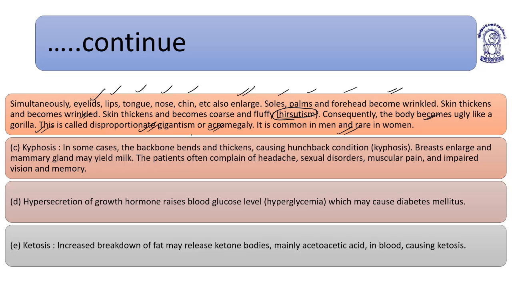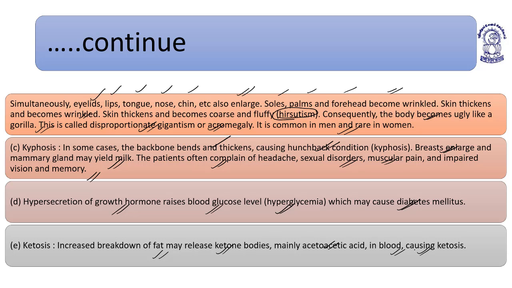Kyphosis. In some cases, the backbone bends and thickens, causing humpback condition. Breasts enlarge and mammary glands may yield milk. The patients often complain of headache, sexual disorders, muscular pain, and impaired vision and memory. Hypersecretion of growth hormone raises blood glucose level, hyperglycemia, which may cause diabetes mellitus. Ketosis. Increased breakdown of fat may release ketone bodies, mainly acetoacetic acid, in blood, causing ketosis.